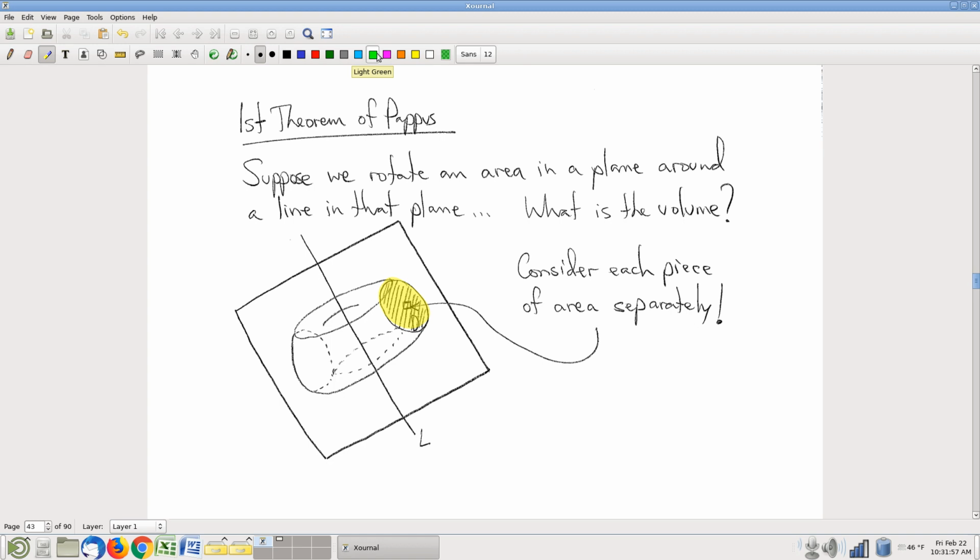But it's hard to say, right? Because look, this little piece of area right here sort of gets dragged that far, whereas this little piece of area over there gets dragged a greater distance. So which distance are we thinking we might multiply by? I mean, it's really not clear. Right? All right.